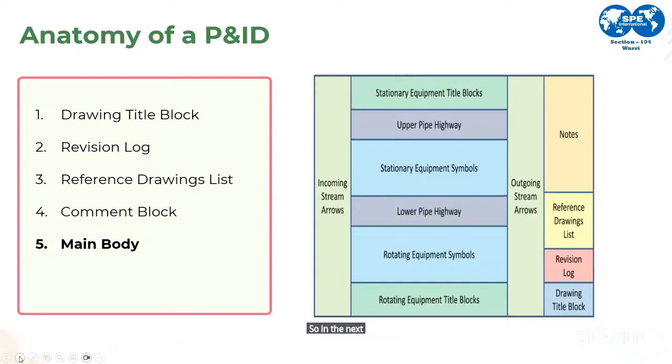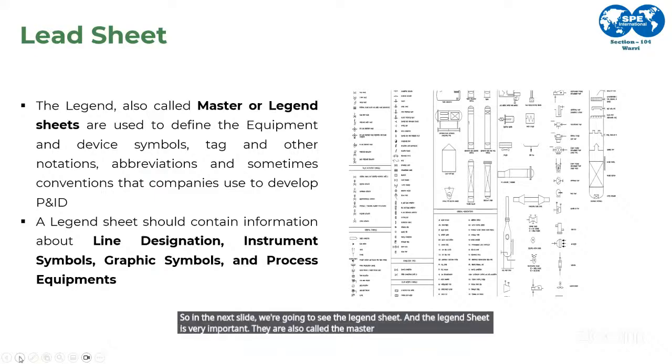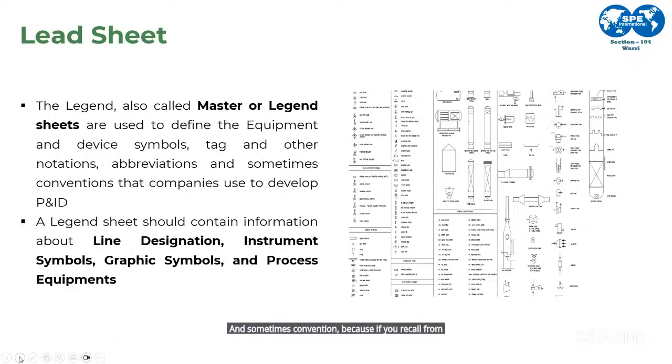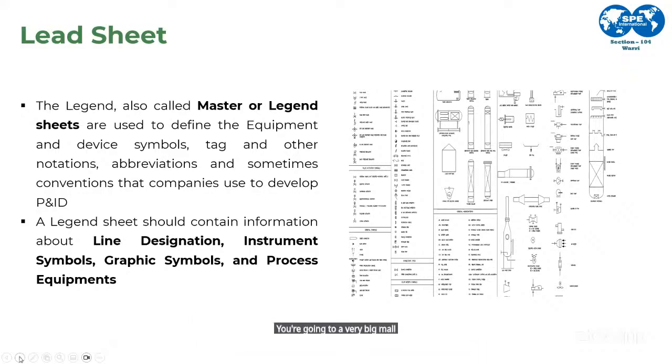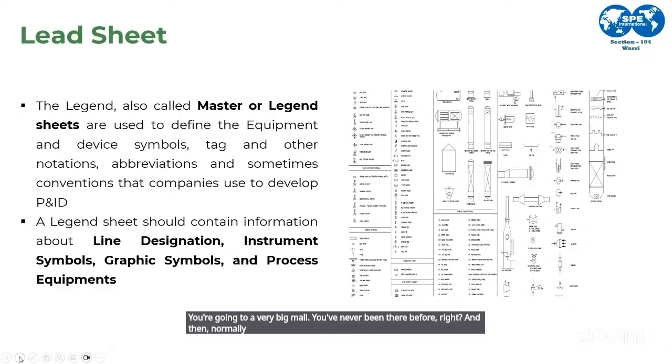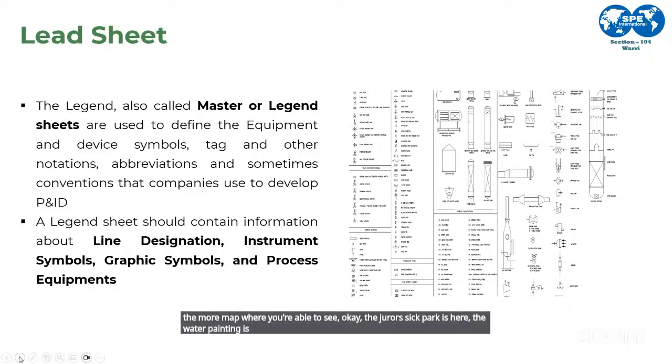In the next slide, we're going to see the legend sheet. The legend sheet is very important. It is also called the master sheet. On the legend sheet, you're able to see symbols, tags, abbreviations, and sometimes conventions, because if you recall from our last discussion, I did mention that different organizations use different standards because there's no universally known standard. Because of that, it's very important to go to the legend sheet. The legend sheet is just like, for example, you're going to a very big mall. You've never been there before, right? And then normally situated in the mall is the mall map, where you're able to see, okay, the Jurassic Park is here, the water painting is here, the cinema is here, and you're able to see all of the symbols that are used to depict all of that.